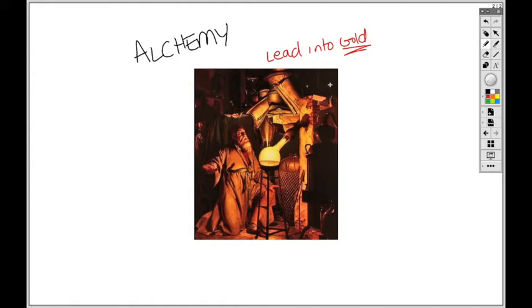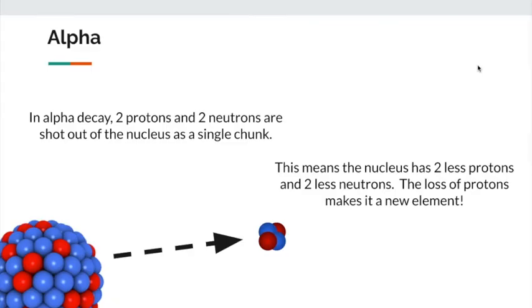But interestingly enough, what we see with radiation and changes in the nucleus is essentially this. Now, it's not turning lead into gold necessarily, but nuclear decay can turn one element into another completely different element. Let's take a look at some examples of how that can work. Our first example of this, let's take a look at alpha radiation.